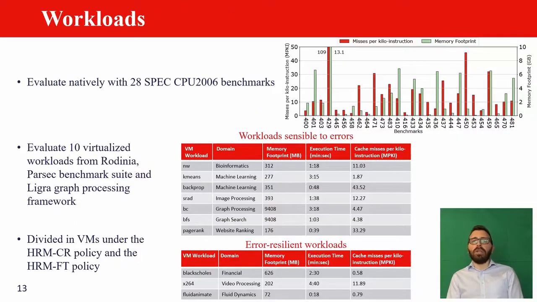We have evaluated HaRMony running workloads natively with the SPEC CPU 2006 benchmark suite, which represent a great variety of typical workloads. For virtualized workloads, we have divided the virtual machines into two groups. The first one, with workloads that are sensitive to errors and require us to restart the VM in case of an error, and the second, with workloads that are error resilient and execution continues even when errors occur. For the first quality of service management policy, we are using all the virtual machines from both categories, while we evaluate the second policy with the error resilient workloads that have their allocation modified to allow the resilient data on the variably reliable memory domain.